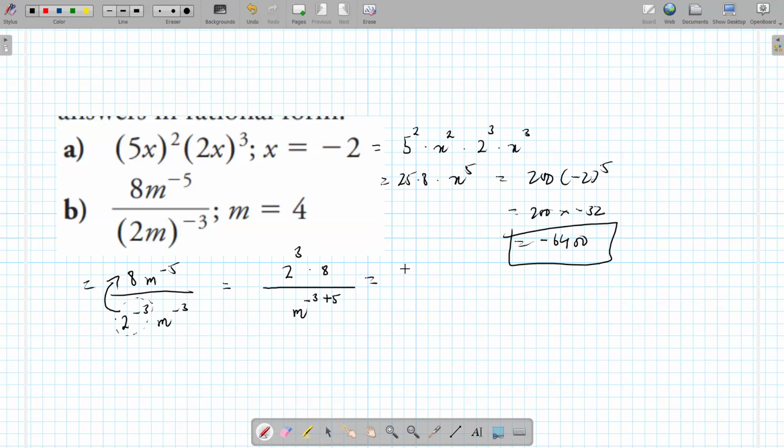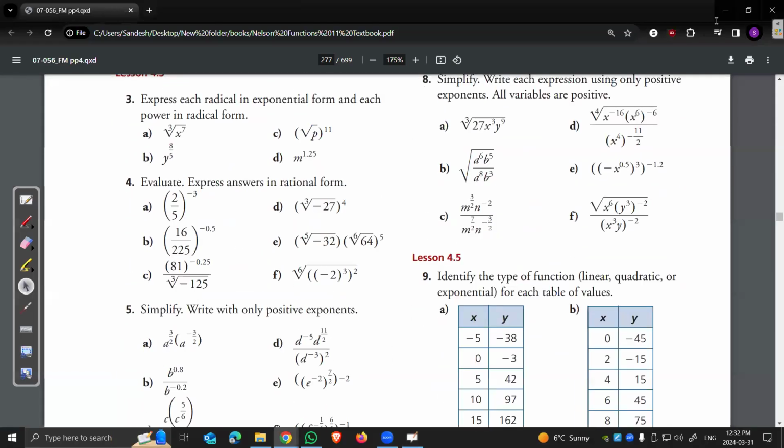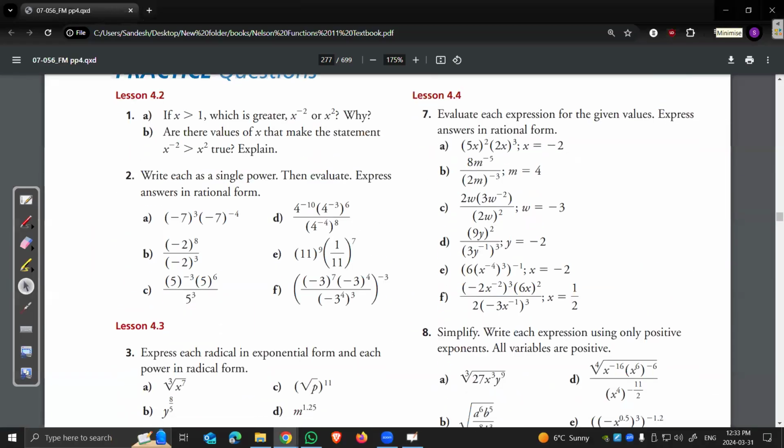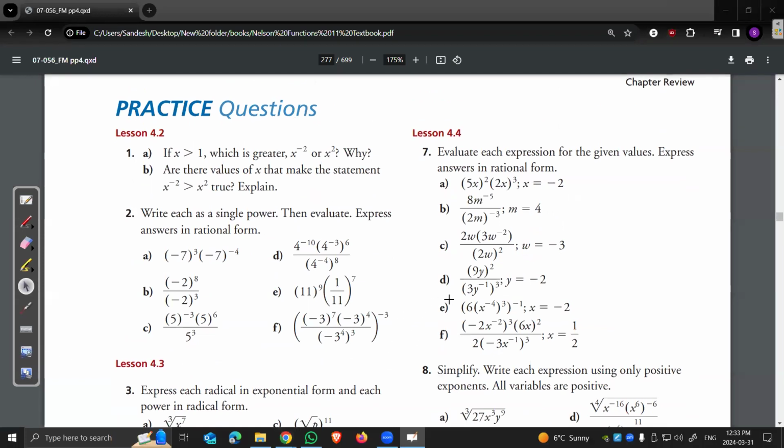That's 8 times 8, that's 64. And on the bottom, I threw that negative 5 down, which made it positive 5. You get m squared. And then finally, you can plug the m value of 4 to get a final answer of 64 over 16, which is a 4. And you are done. Is that difficult? No. It's all just very tedious.